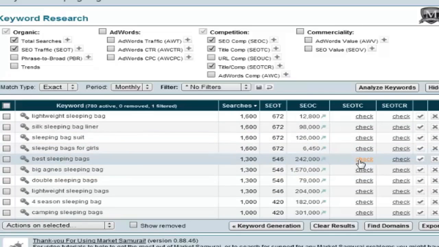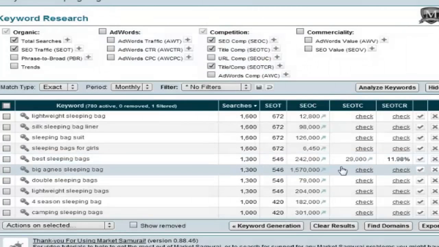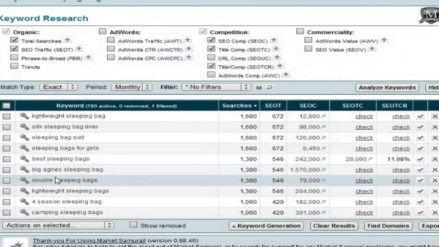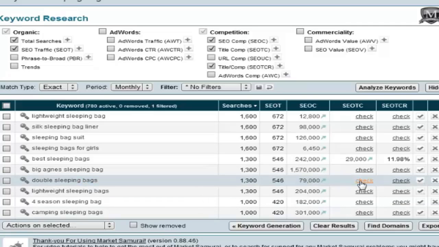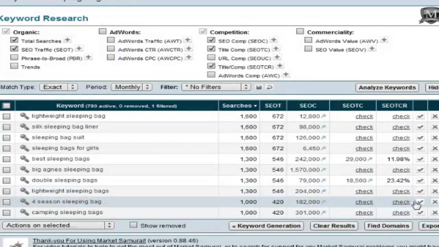Best sleeping bags. Again, that's another good one. Only 29,000 going after that. And then we start getting some product names like the Big Agnes sleeping bag. I'm not sure what that is, but probably a product. So that's going to be a product we would think about reviewing. Here's another double sleeping bag, again, pretty low.